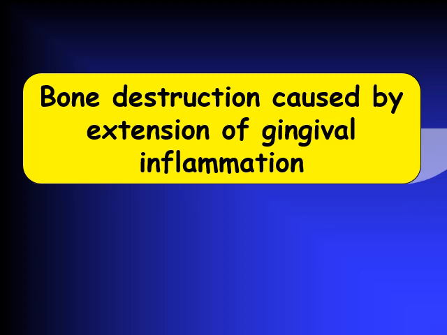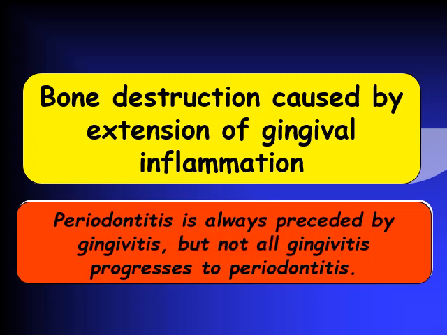So, the first stage in bone destruction is the chronic gingival inflammation and how it spreads or extends to the periodontium. We also have to know that periodontitis is always preceded by gingivitis, of course, but not all gingivitis progresses to periodontitis, because if cases of gingivitis are treated and well controlled, they will not progress to a periodontitis lesion.